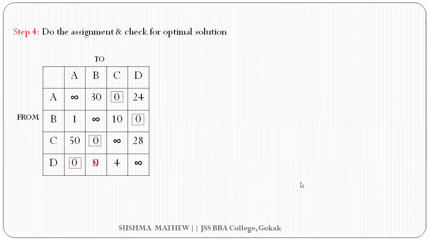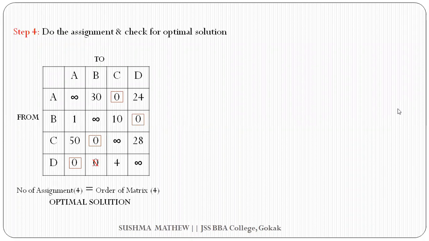Now count how many assignments I have made. 1, 2, 3, 4. So the number of assignments I have made is equivalent to the order of the matrix, that is 4. Clear? Now 4 is the order of the matrix, so that means we have got an optimal solution. Until here, the assignment for the traveling salesman problem is okay.